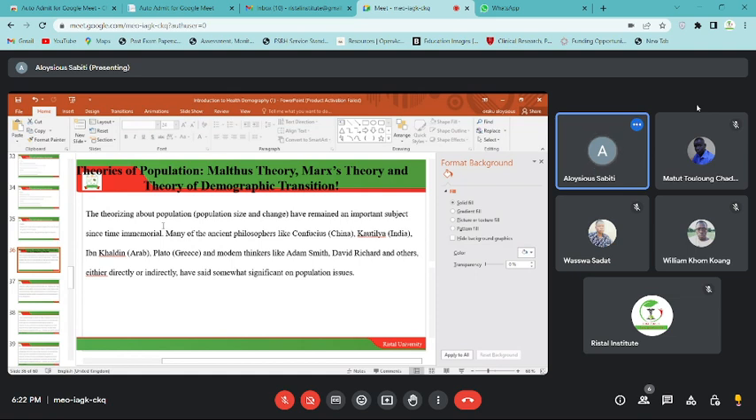However, before we look at the theories, I just want to take you into a brief background. Theorizing about population, what we call population change and size, has remained an important subject since time immemorial. Many of our ancient philosophers, like Confucius of China, Kautilya of India, Ibn Khaldun of Arabia, Plato of Greece, and modern thinkers like Adam Smith, David Ricardo, and others, either directly or indirectly, have developed significant theories on population issues. And if you read more on Confucius's writings on population, you would be able to know how they influenced the Chinese population patterns today.